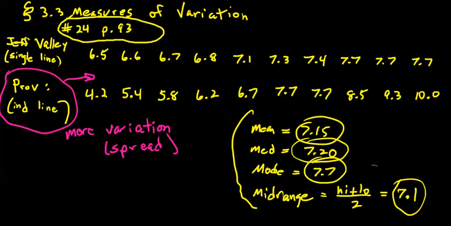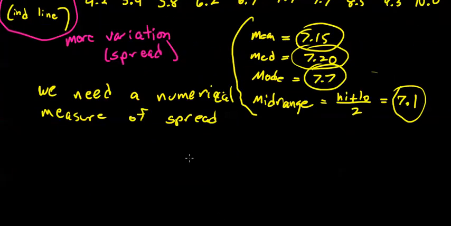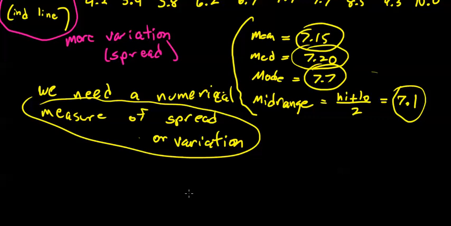Alright, so the motivation here is we need not just a measure of center, we need a measure of spread. We need a numerical measure of spread or variation. And that's what we're going to talk about today. Just as we had four measures of center in the last section, we're going to have three measures of variation for any given data set.